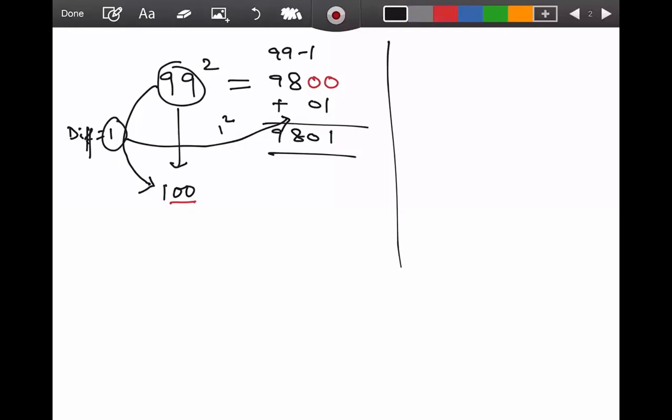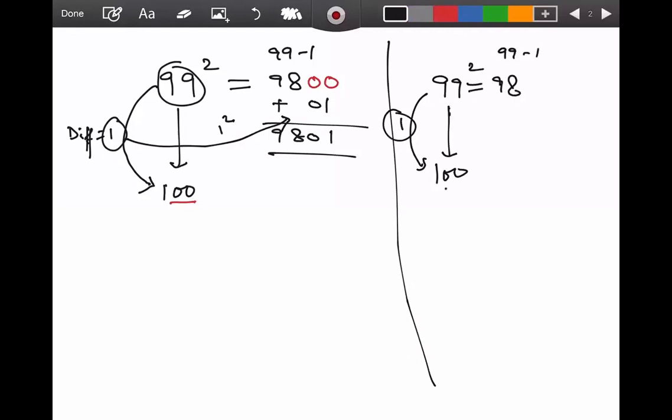I will repeat it. We are supposed to find the square of 99. 99 is just before 100, and the difference between 99 and 100 is 1. This will be our factor. So 99 minus 1 will be 98. We have 2 zeros, so we'll put 2 zeros here, plus the square of this number. 1 square is 1. Answer is 9801.